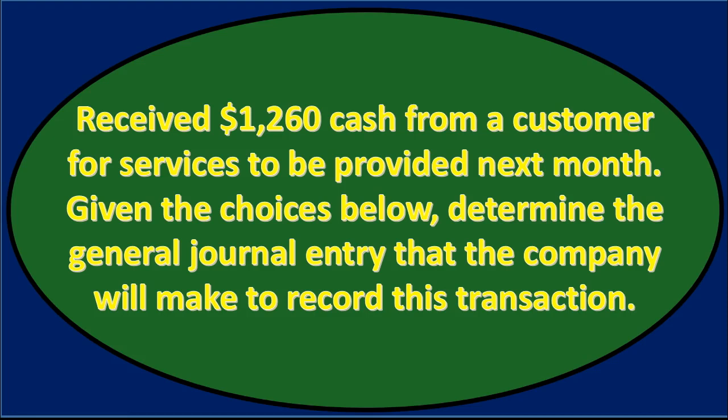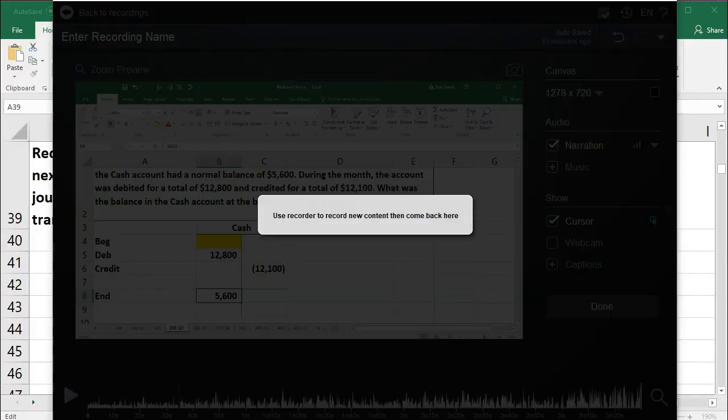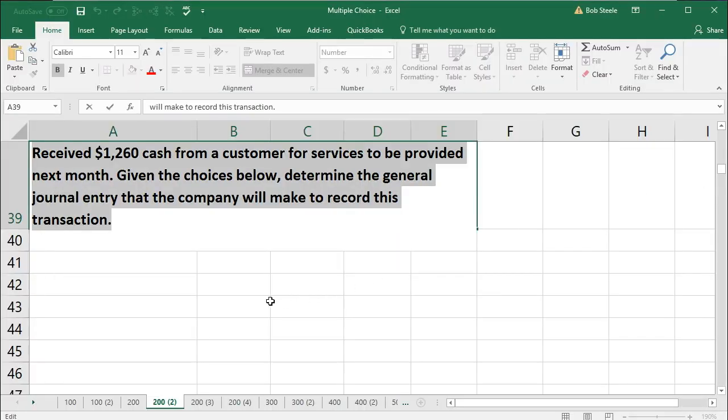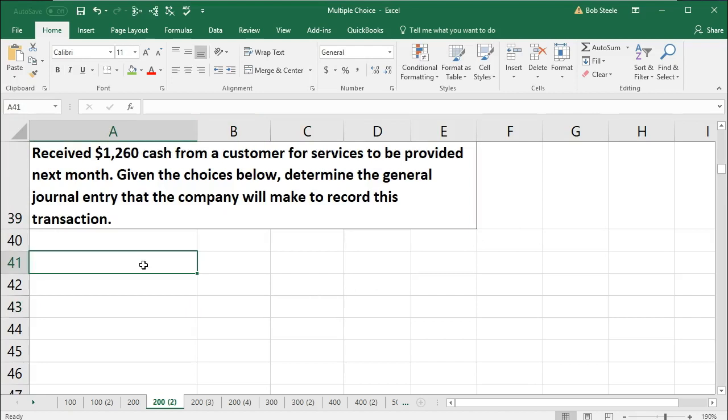Next question. Received 1,260 cash from a customer for services to be provided next month. Given the choices below, determine the general journal entry that the company will make to record this transaction. So this is going to be asking for a journal entry here. Note that if we're in a multiple choice format, then they could give you the entire journal entry, or they may give you just a component of the journal entry, that second one often being more likely. But of course, I would recommend writing down the entire journal entry in order to use the double entry accounting system to eliminate the possibility of having errors. So let's take a look at what we would have here.